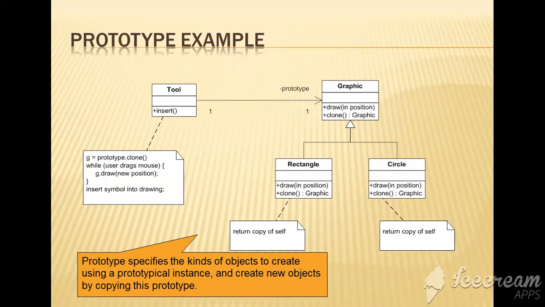So this is the prototype example. Prototype specifies the kinds of objects to create using a prototypical instance, and creates new objects by copying this prototype. So it has to create a new kind of object using the prototypical instances.